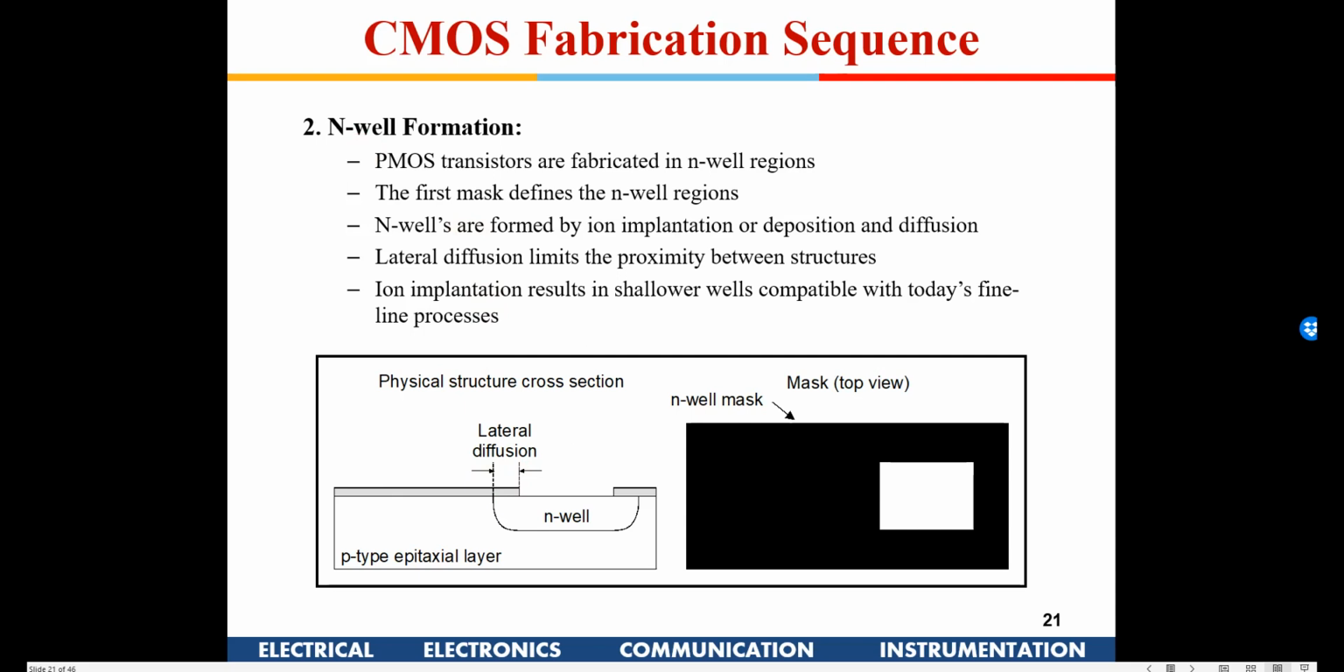See, diffusion and ion implantation are two different things. You can either use diffusion or use ion implantation. These days we use ion implantation only to implant. Diffusion is not used. So you find here, now this is the mask.